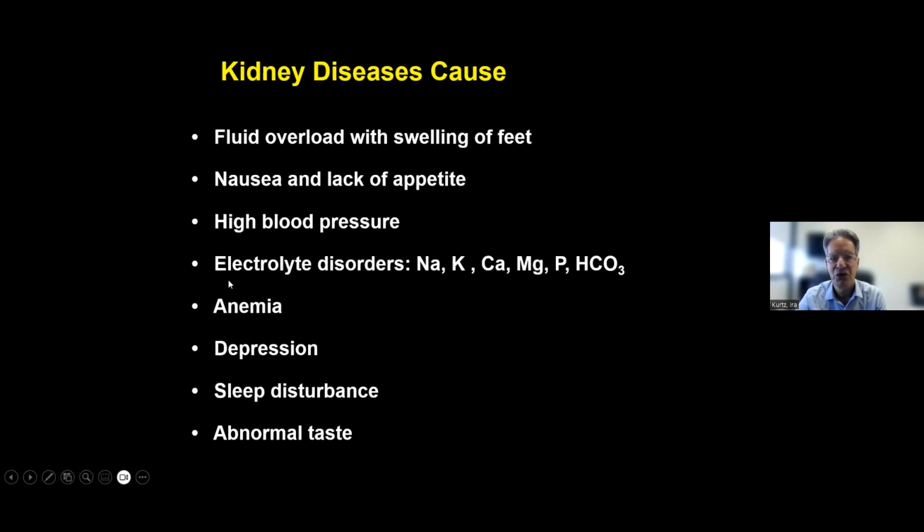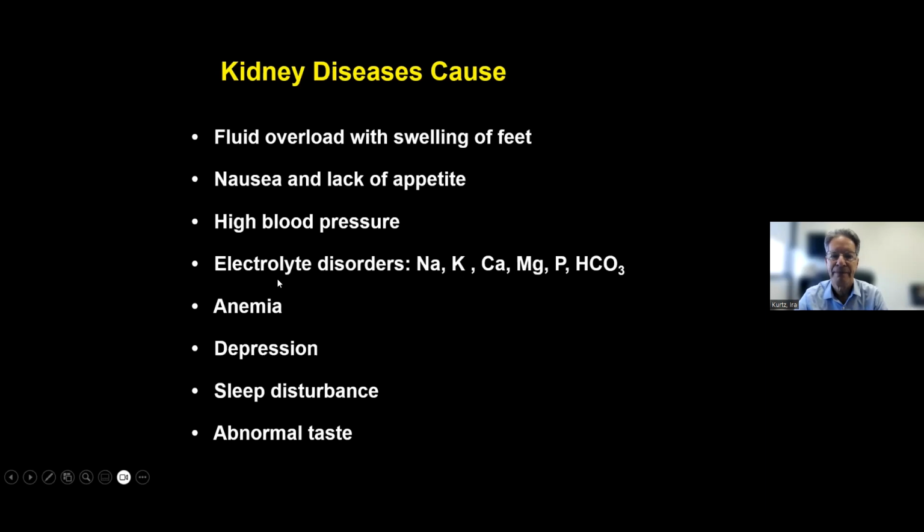Anemia means, oh, we skipped electrolyte disorders. So these are chemical symbols. Na refers to sodium, K is potassium, Ca is calcium, Mg is magnesium, P is phosphorus, HCO3 is bicarbonate. All these are ions, or what some people call electrolytes, that are in our blood, and their concentrations can change when you have kidney disease, because the kidney is an important regulator of what the concentration of these things should be.